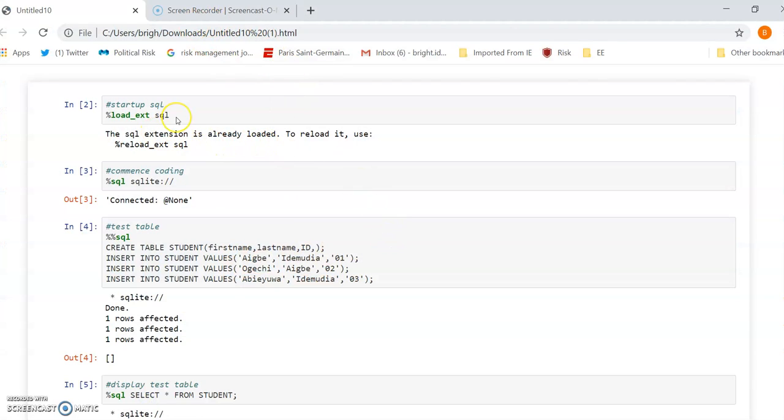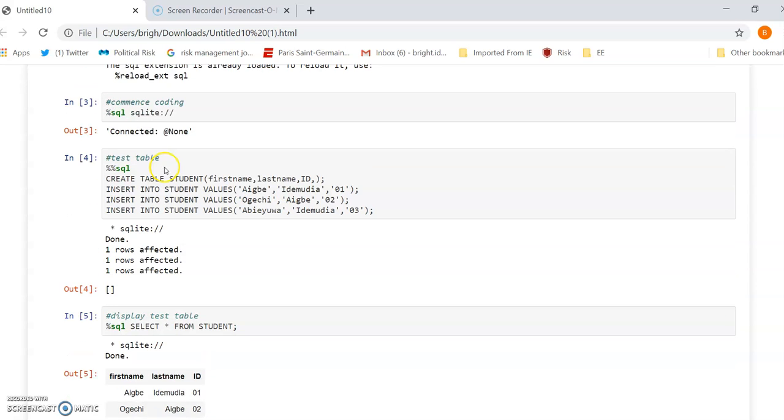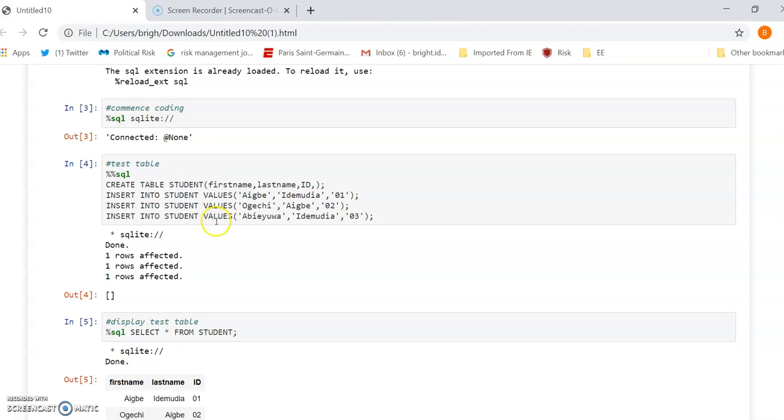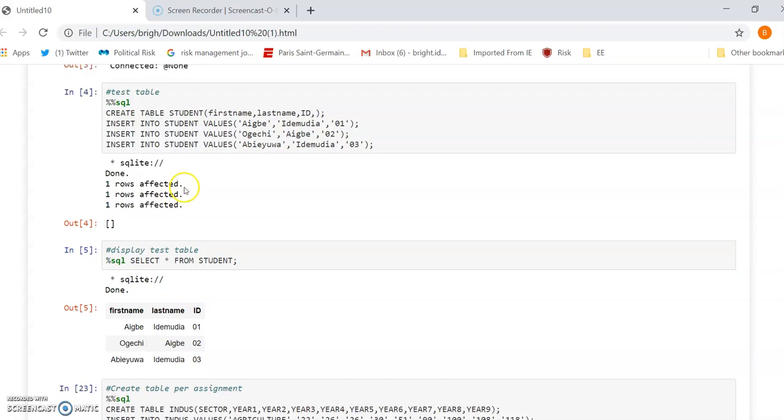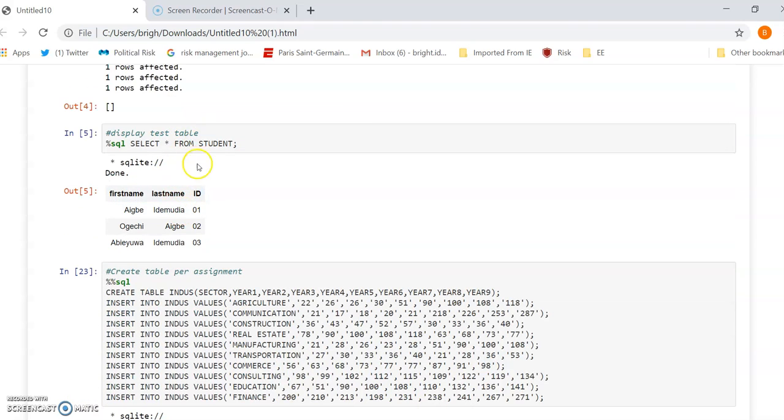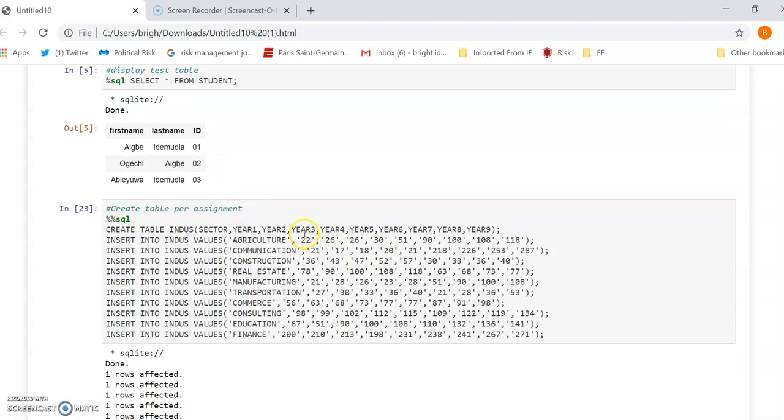Starting with this, I started off the SQL with this command, and then it was loaded. Although this was already loaded before this very video, so it shows that it already loaded. So I just continued. Then I connected again using this command. This is a test table. I quickly tried this, saw that it worked, and also called the table, and saw that it worked. So I connected.